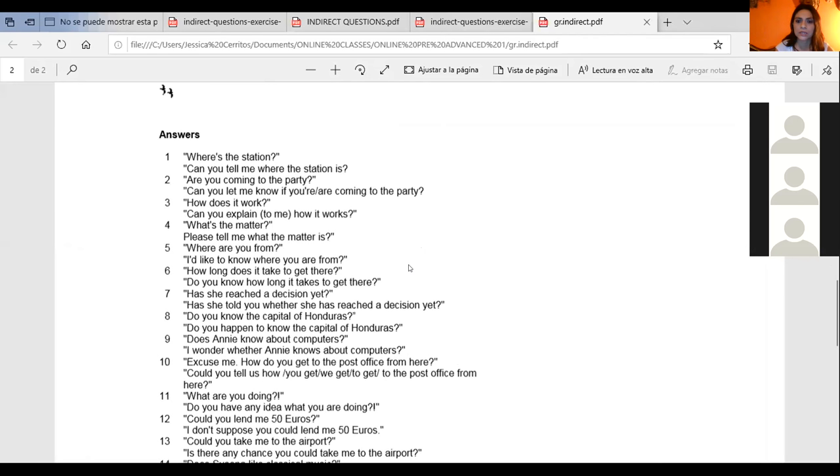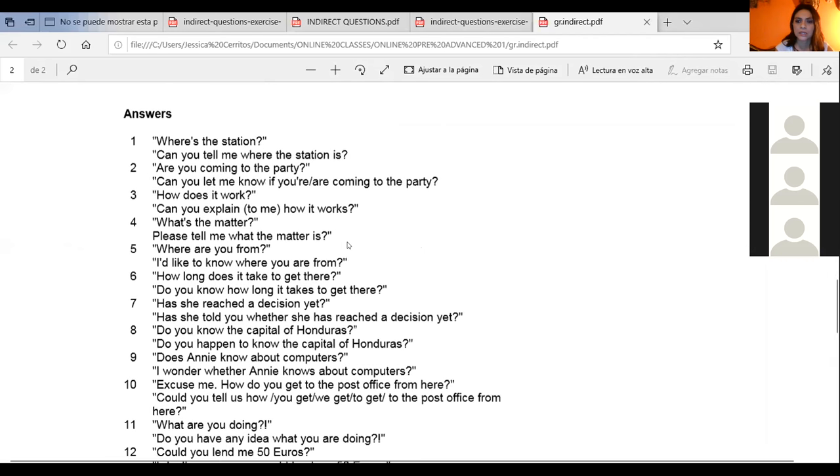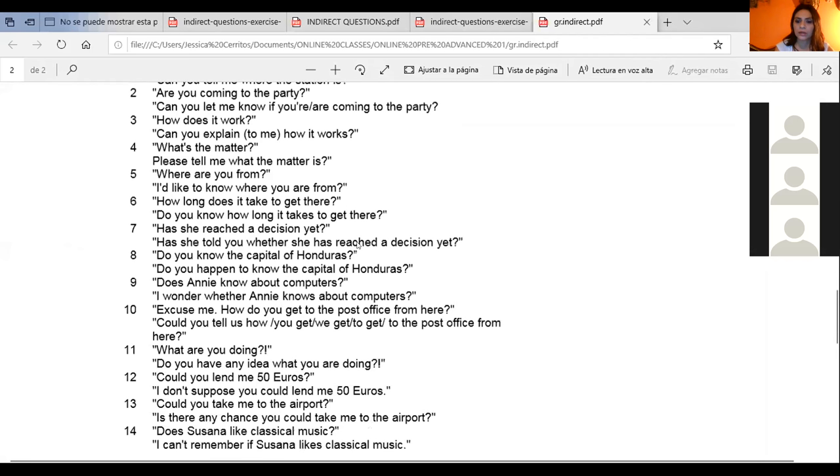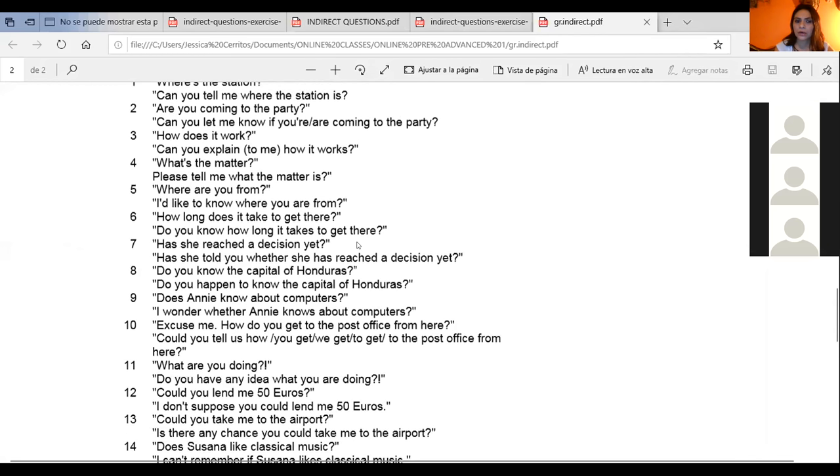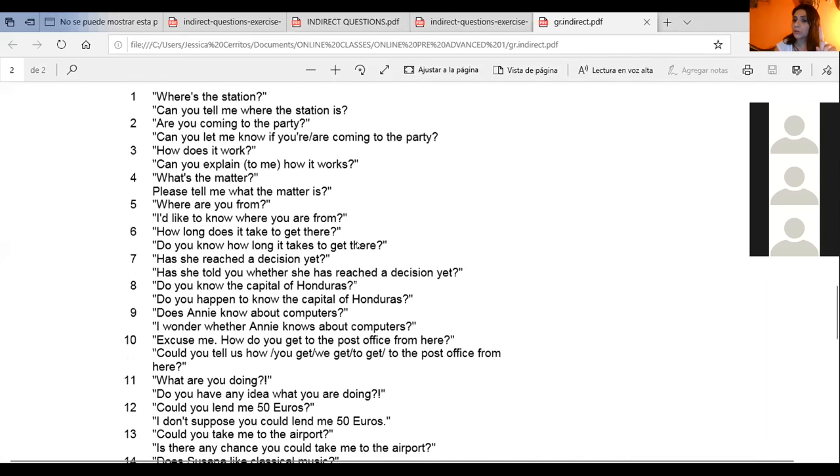Can you please move down a little bit, please? Move what down? In order to see. I'm just gonna read number one right now so I can be moving it down, all right? For number one, it says, where's the station? Can you tell me where the station is? That's number one.